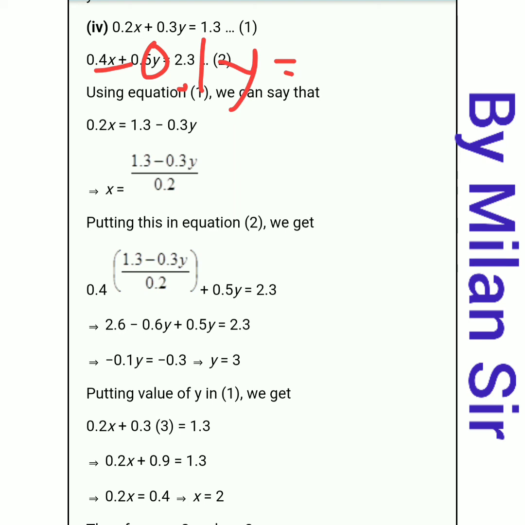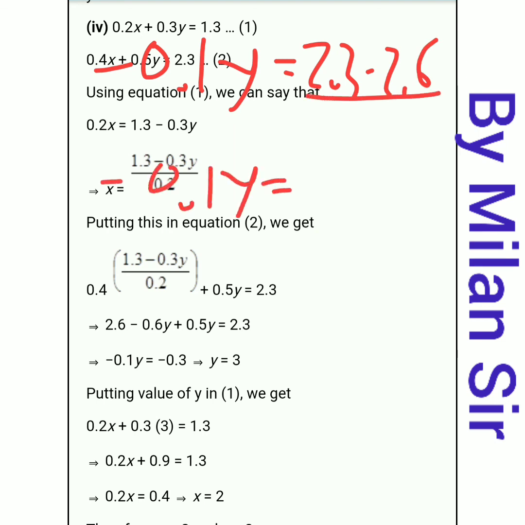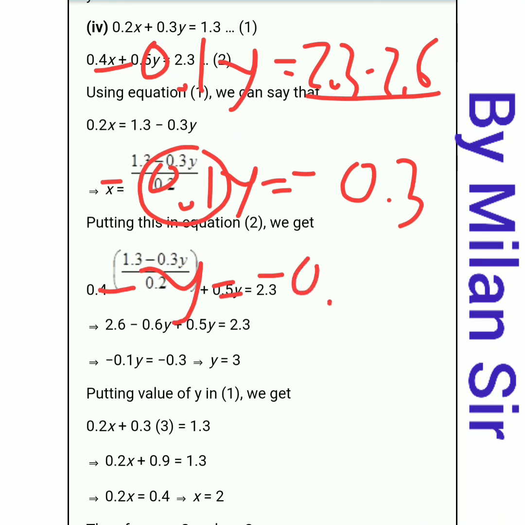Minus 0.1y equals 2.3 minus 2.6. This is our last line, right? So minus 0.1y equals, now 2.3 minus 2.6, plus minus minus, 2.6 minus 2.3 is 0.3, and the bigger number's sign is minus, right? Now transfer this 0.1 to the right hand side. So minus y equals minus 0.3.